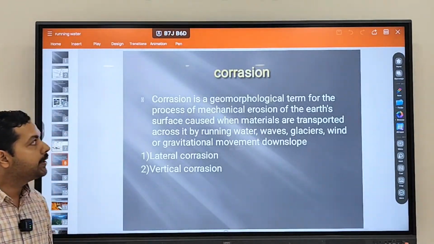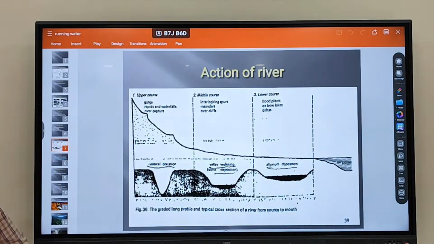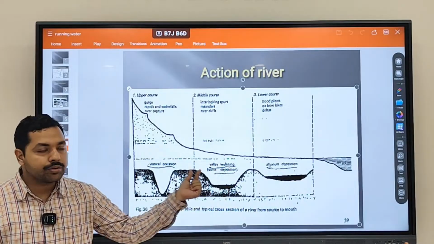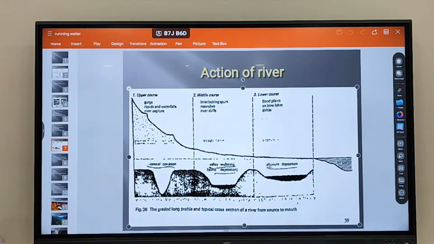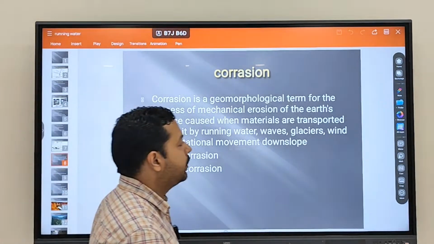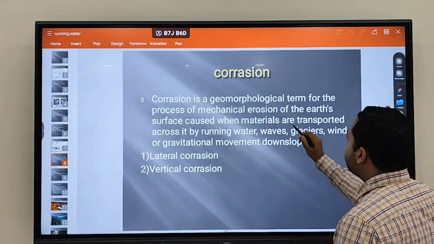Now we are using the term corrasion. So here what we have mentioned, vertical corrasion, or we are using the term horizontal corrasion. So what does corrasion mean? Here it is saying it is a geomorphological term. We have used the term geomorphological earlier. What does it mean?